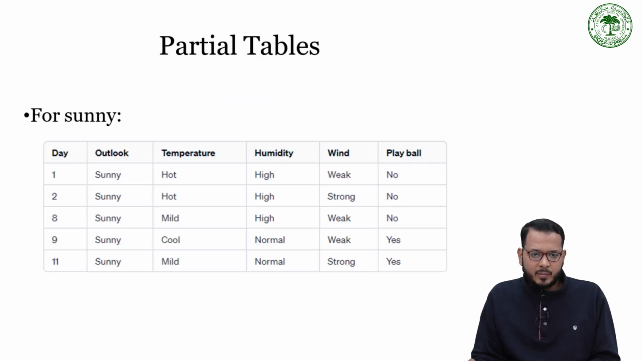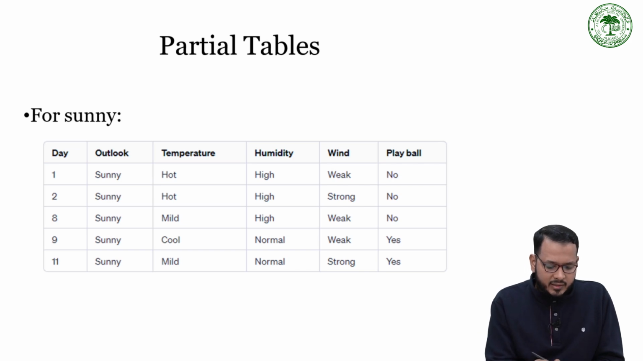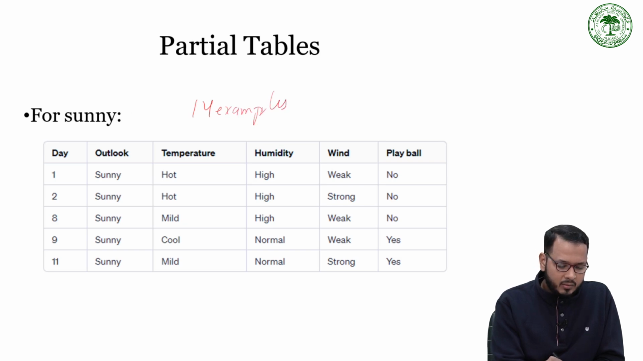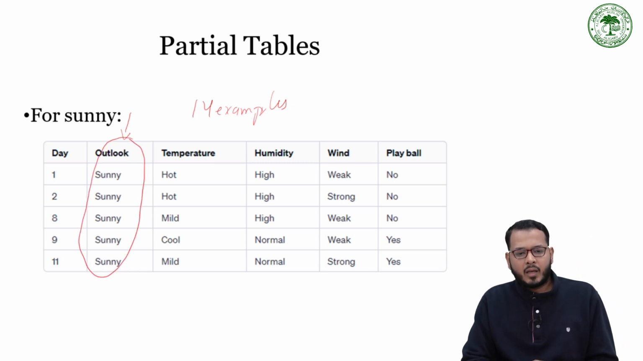This is the partial table for outlook being sunny. What we mean by partial table is that out of the total 14 examples, we have separated out those rows where outlook value is sunny. And we will do further decision making for the branch outlook being sunny out of this data set only.